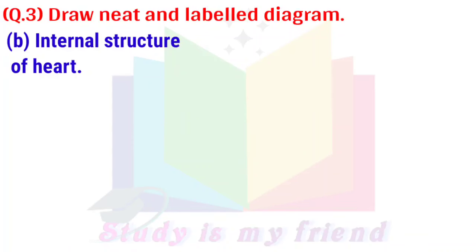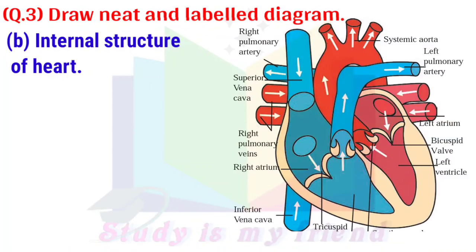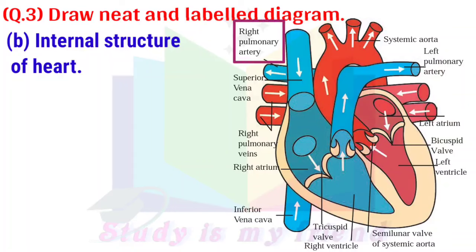Internal structure of heart. Answer. Right pulmonary artery. Superior vena cava. Right pulmonary vein. Right atrium. Inferior vena cava. Tricuspid valve. Right ventricle. Semilunar valve of systemic aorta. Left ventricle. Bicuspid valve. Left atrium. Left pulmonary artery. Systemic aorta.